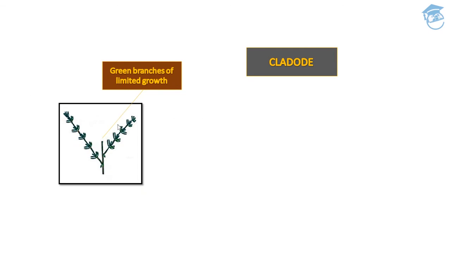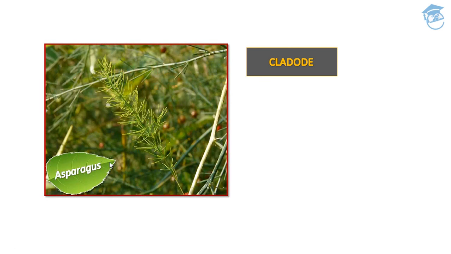This is a green branch of limited growth. That means it will grow up till here only, but the lateral branches will grow without any end. So it performs photosynthesis, and the true leaves are modified into spines. The cladode is seen in asparagus. See, these are the true leaves that got modified into spines.